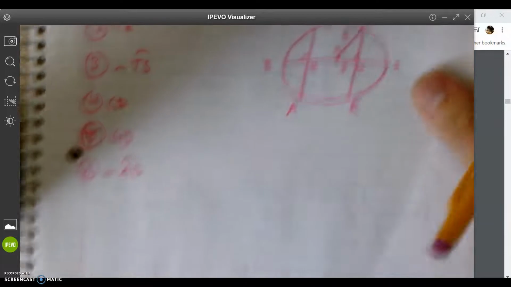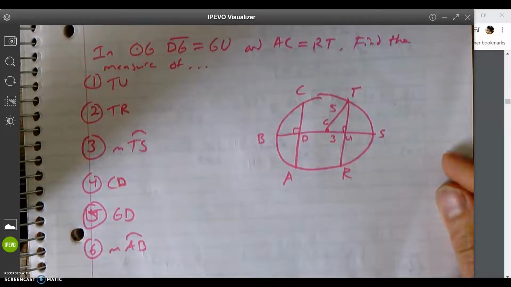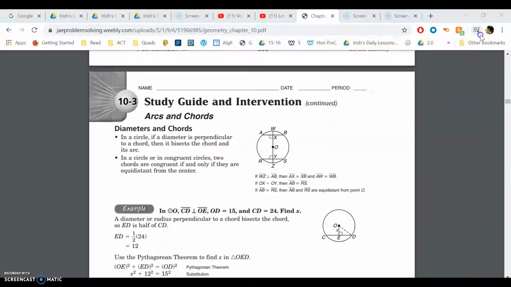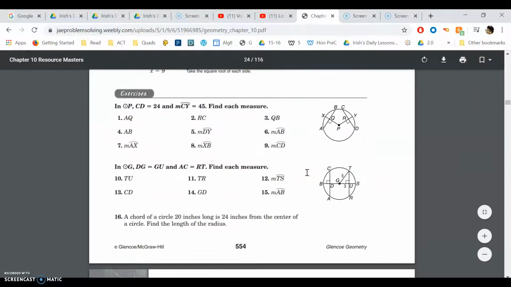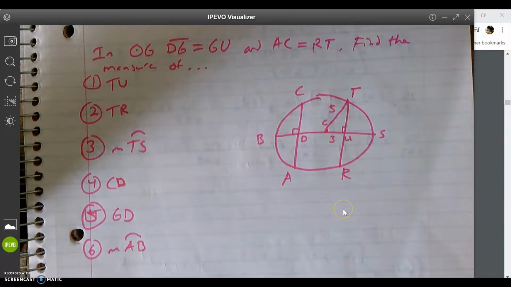All right, so here's the next one right here. I'm going to get you started and you can finish, all right? So if you need to see this a little bit better, here you go. Here it is right here. So we're going to do this one right here together, all right? So this 10 through 15. So here's the picture.